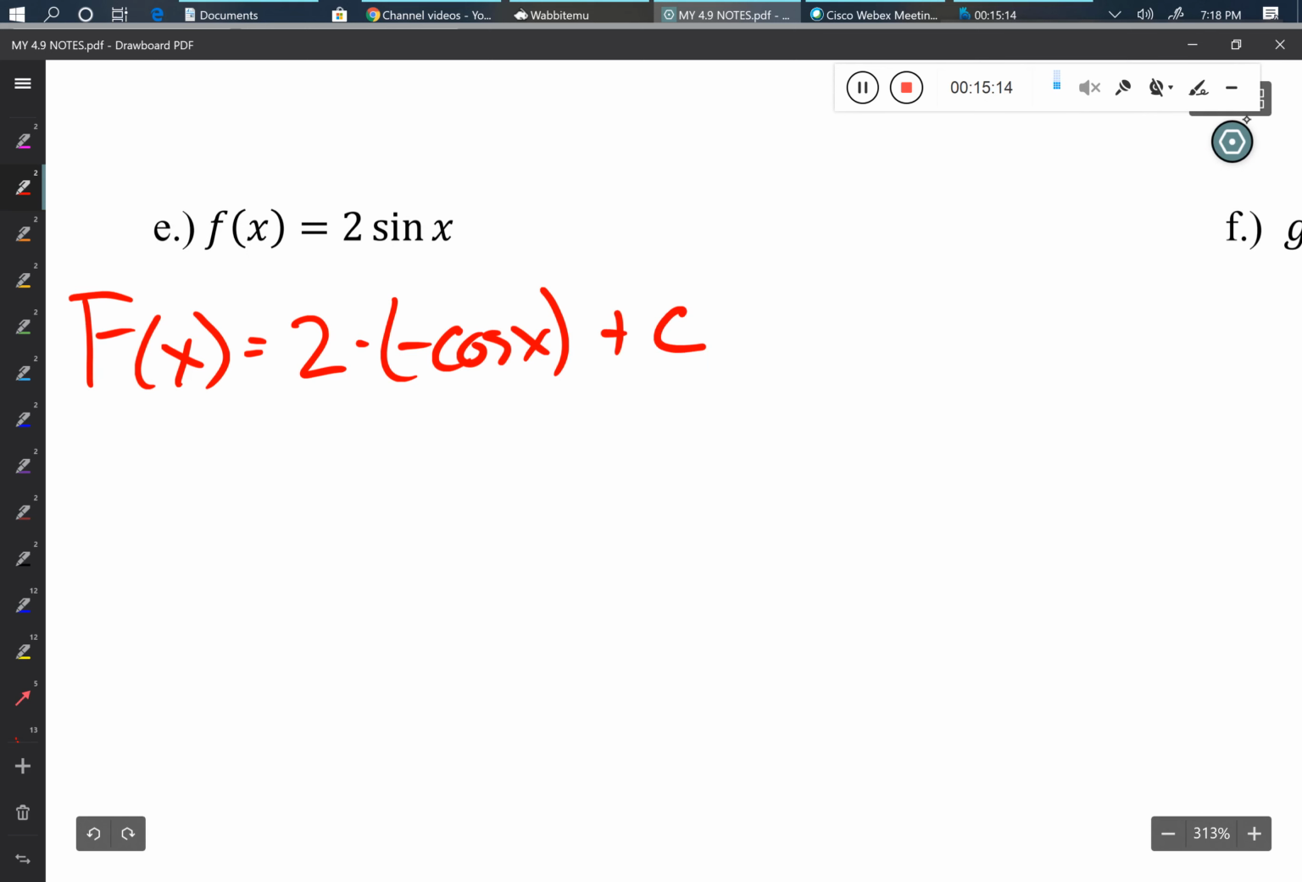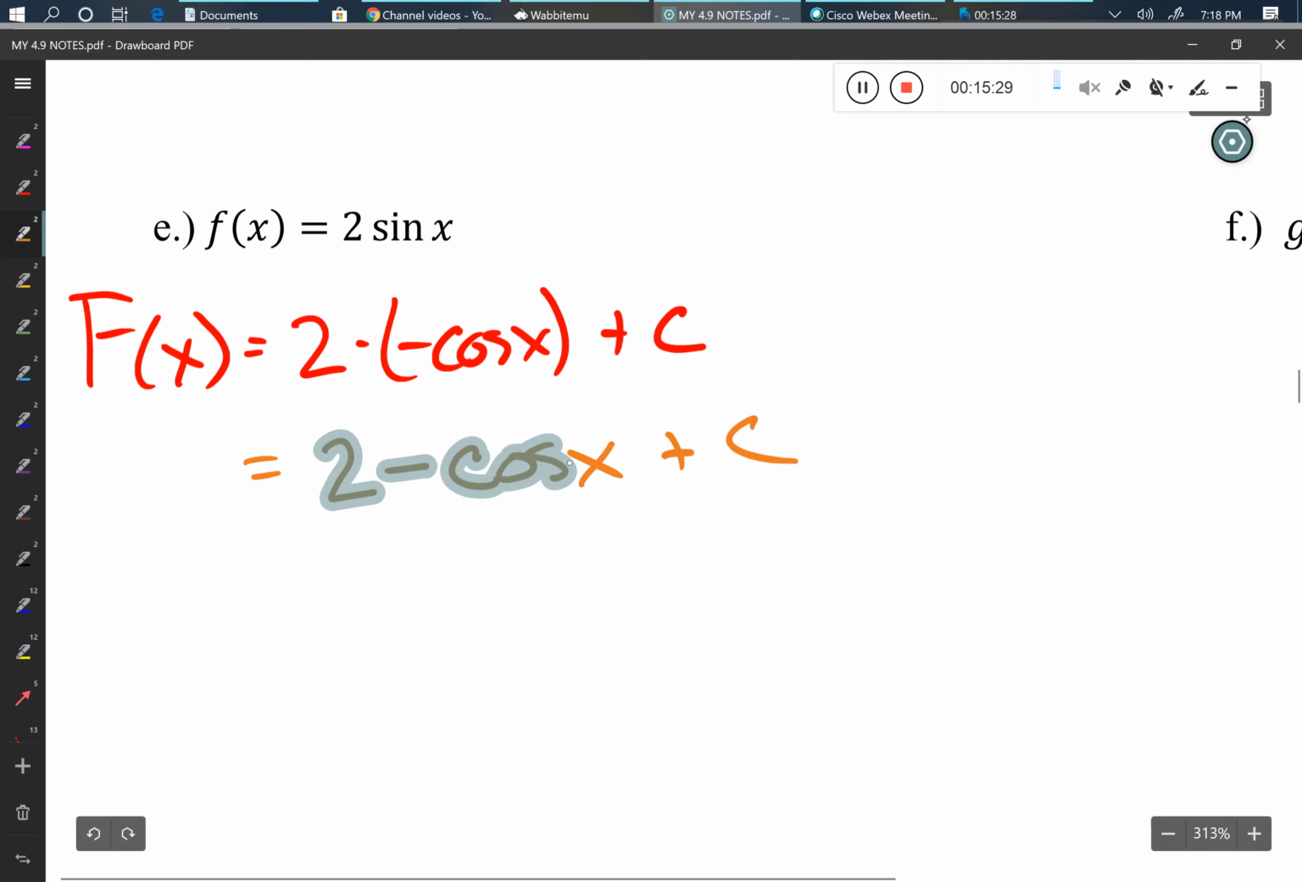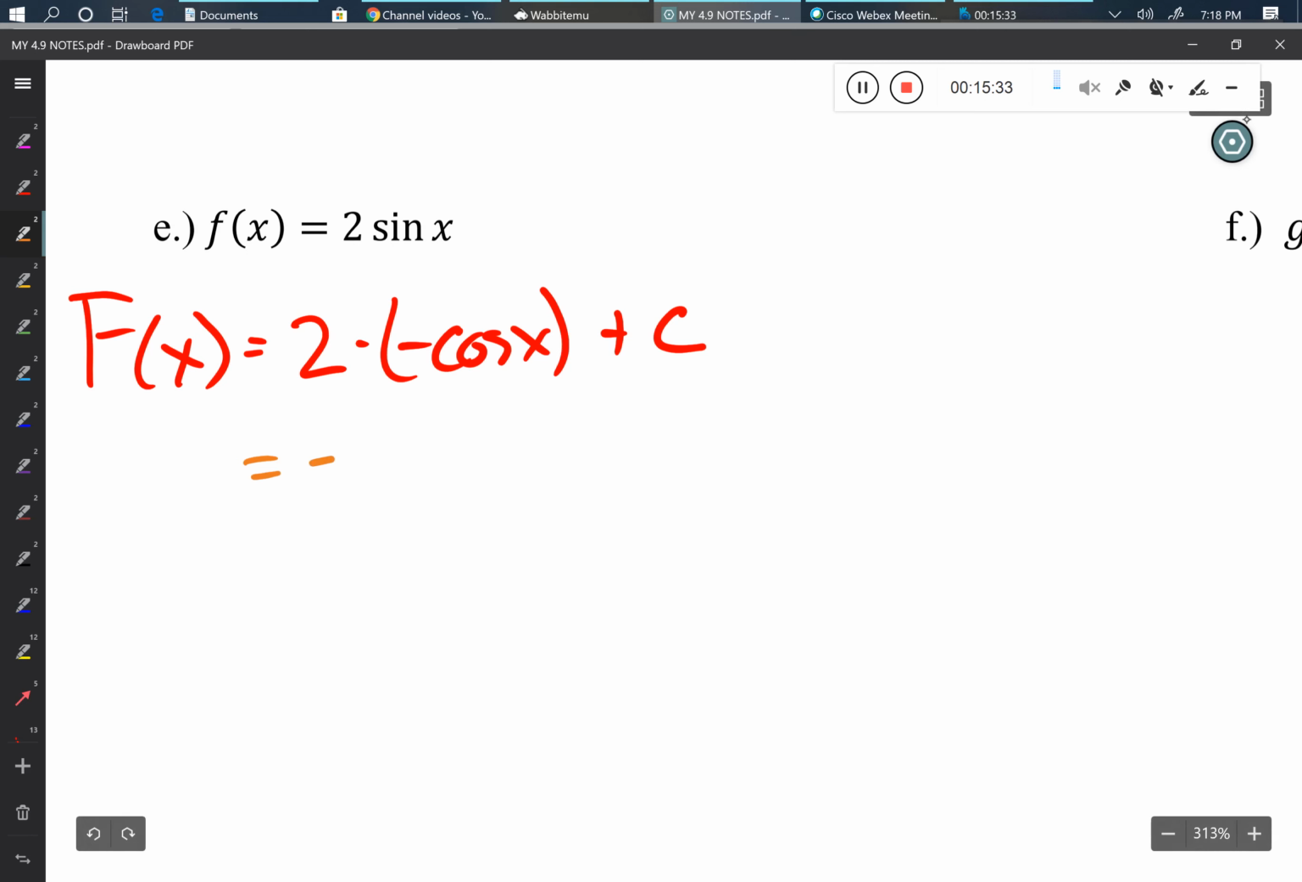Now you notice I wrapped that up in parentheses. And why did I do that? Experience has shown me that if I don't put those parentheses on there, that sometimes turns into this, which is horribly incorrect, and we don't want that. We want to make sure that that coefficient 2 gets multiplied by negative cosine x, or we get a negative 2 cosine x plus c.